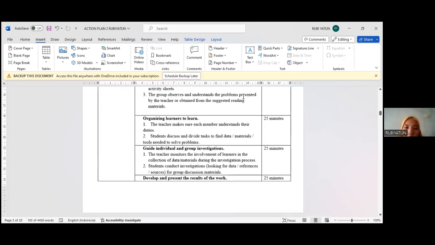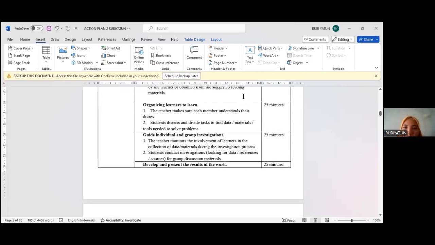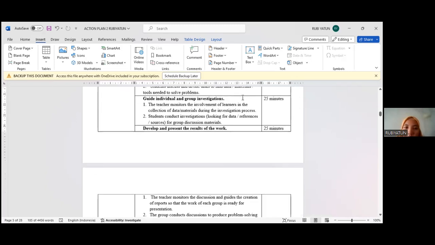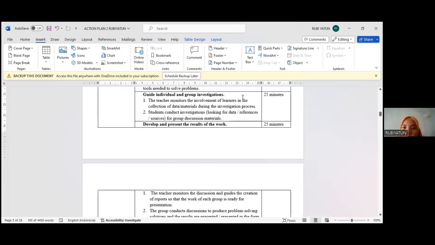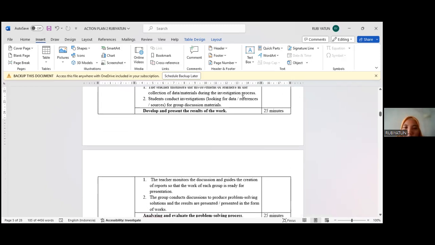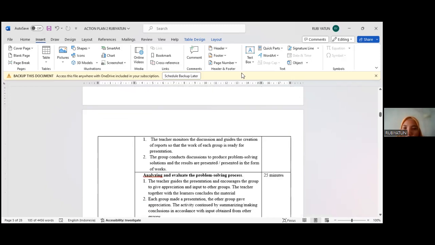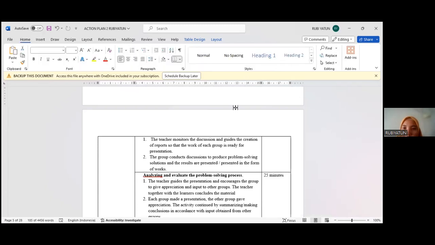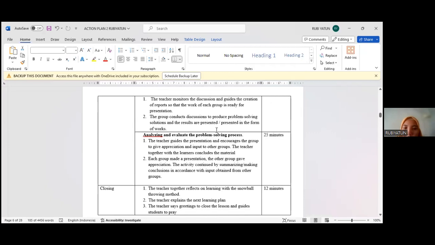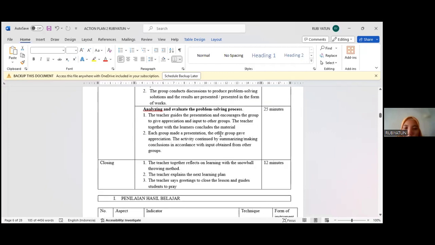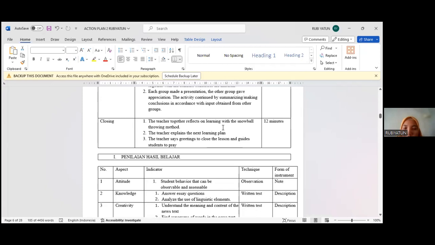And the second, after that, is organizing learners to learn, 25 minutes. Then third is guiding individual and group investigation, 25 minutes. Developing and presenting the results of the work, 25 minutes. Analyzing and evaluating the problem solving process, 25 minutes. And then the closing, 12 minutes.